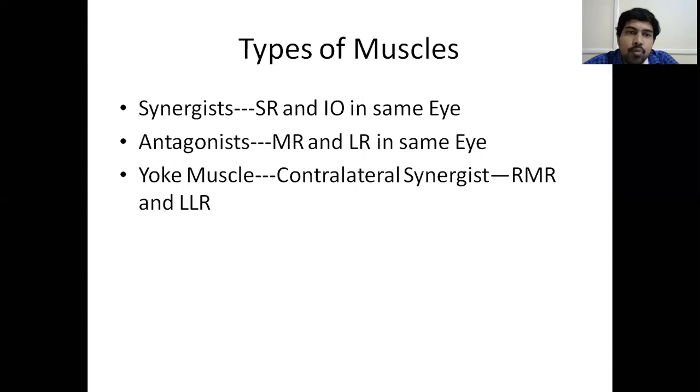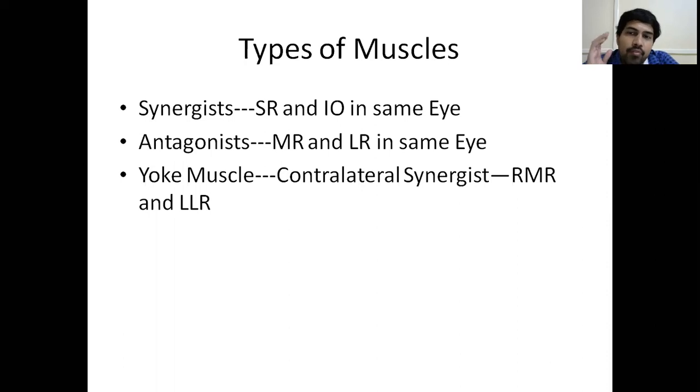Next is yoke muscle. This is nothing but a contralateral synergist. For example, suppose in the right eye there is one muscle causing elevation, and in the left eye there is some other muscle causing elevation. Those two muscles will be yoke muscles. Or to make it clear, yoke muscles are also known as contralateral synergists. So synergist means two muscles having the same action in the same eye, and yoke muscle means a contralateral synergist.